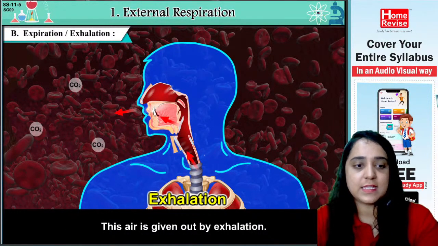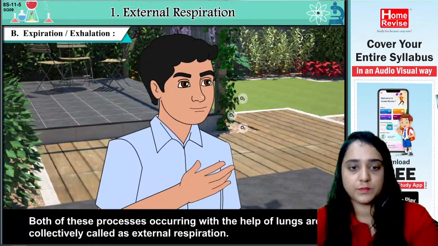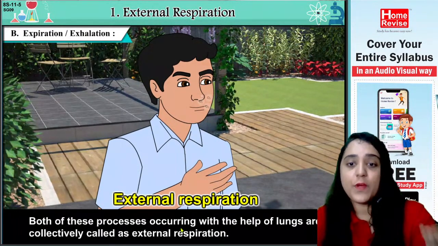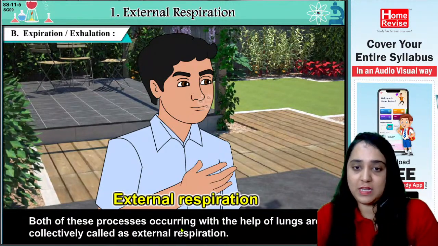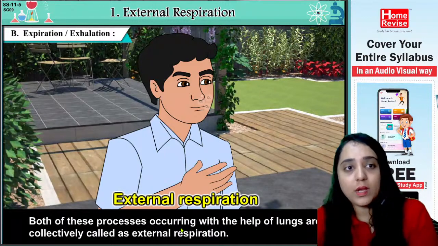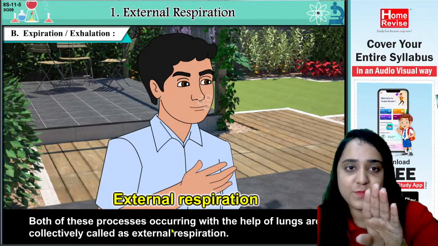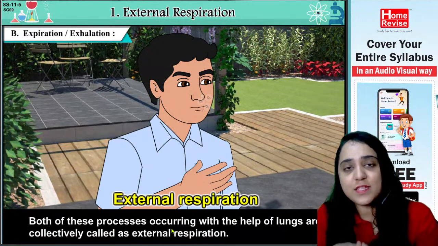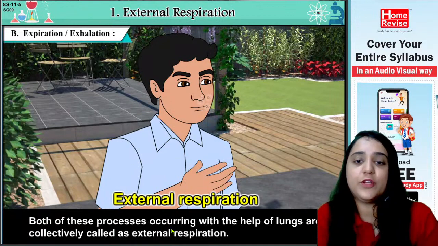Okay, now let's see the next thing. Both of these processes occurring with the help of the lungs are collectively called external respiration. It is very important to understand that both are carried out with the help of the lungs, and together they are called external respiration. So the first type, external respiration, is divided into inhalation and exhalation.